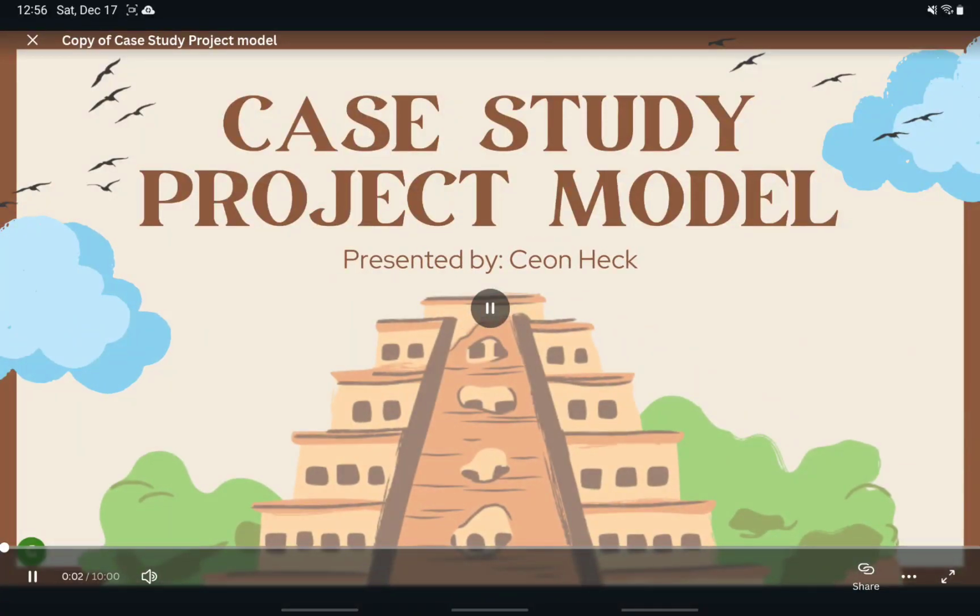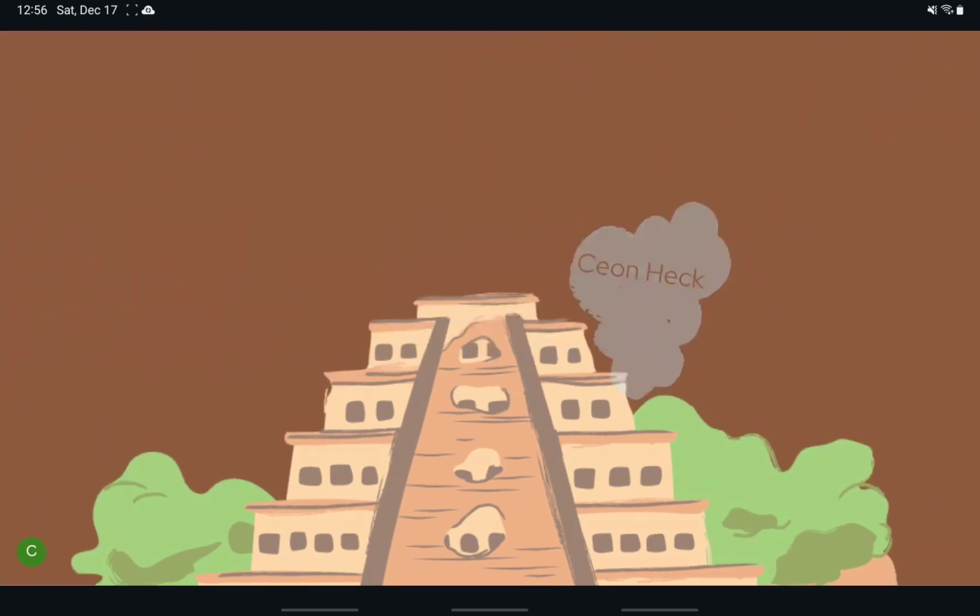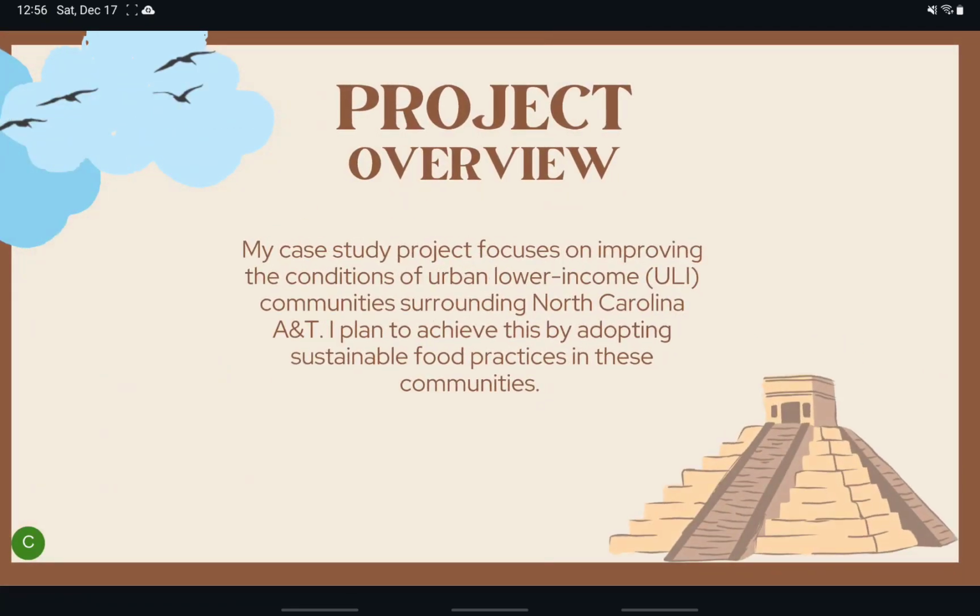Hello, everyone. I'm Sian Heck, and I would like to present a model for my mesh case study project. Before we get into the model's explanation, let's overview my project thus far.